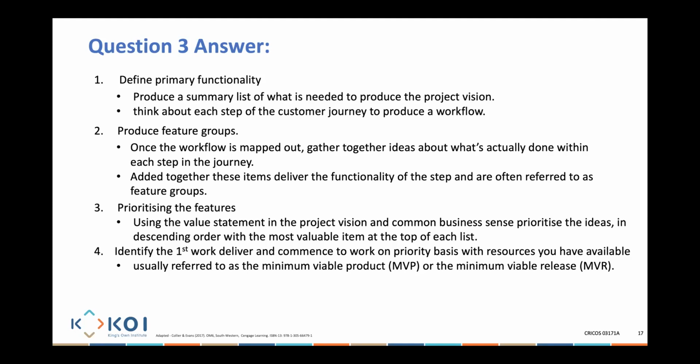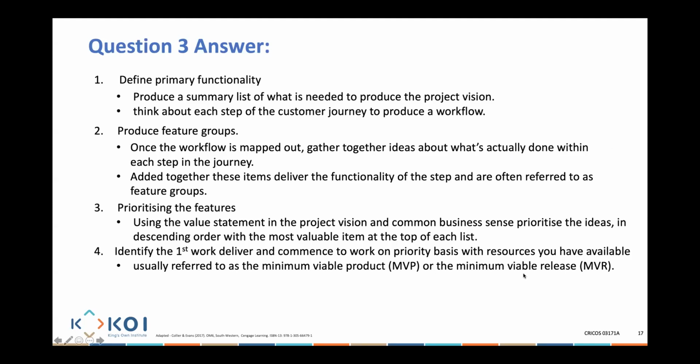Finally, you identify the first work to deliver and commence the work on the priority list by looking at what is the minimum viable product. When I say a minimum viable product, it means I now have a product that is actually ready to be released to the client so that they are able to use it. You might say, oh, if they can log in and they can make a transfer and they can log out, yes, that's great. But that's not enough. We want them to also be able to see statements. We want them to also be able to apply for a credit card.